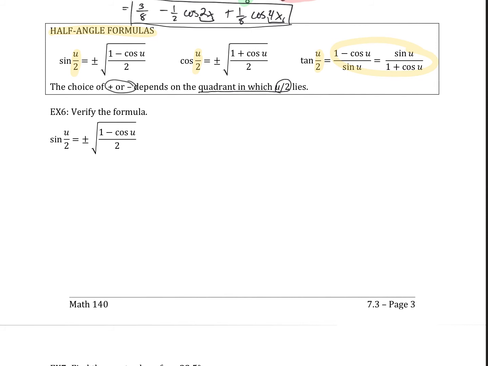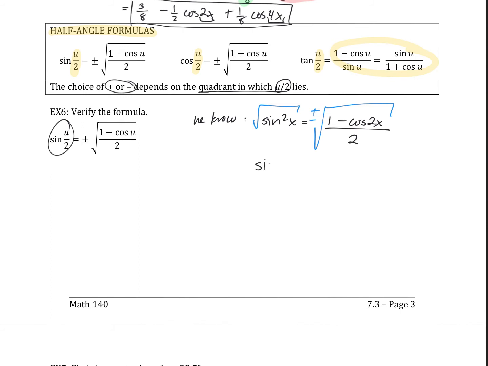Well, what do we know? So we know, using a previous formula, that sine squared of x is equal to 1 minus cosine 2x divided by 2. So notice, here we have sine to the 1 power. So let's go ahead and square root both sides. And we'll end up with sine of x equals plus or minus the square root of 1 minus cosine 2x divided by 2.